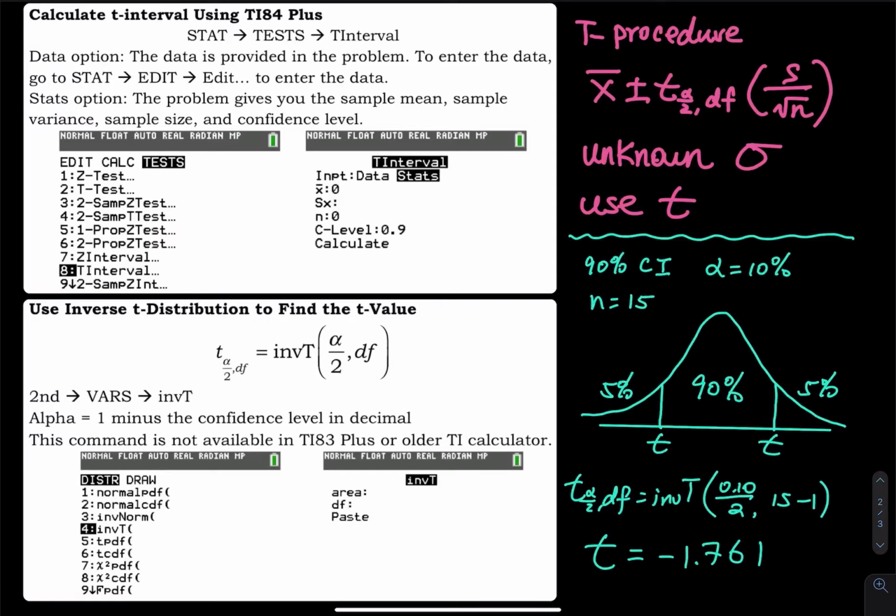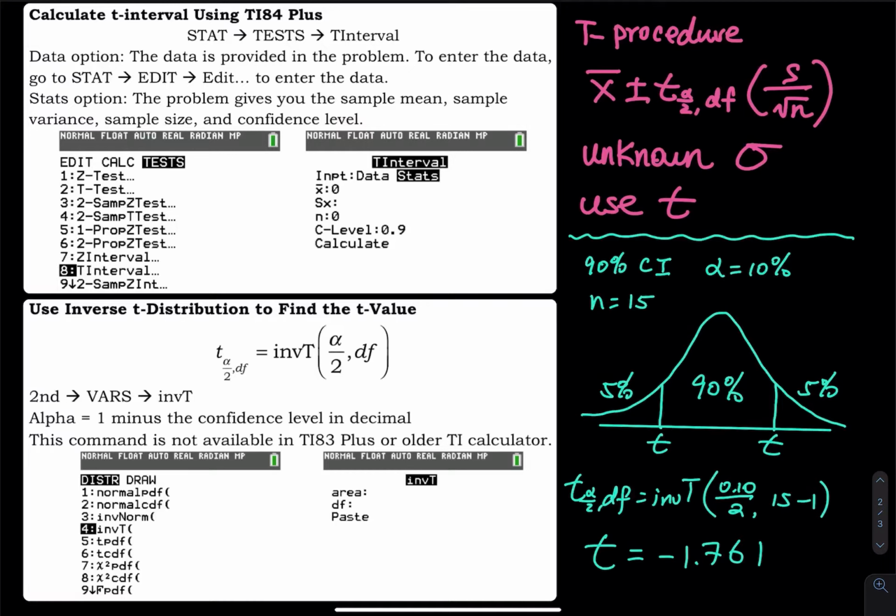What about the Data option? You use the Data option when the problem gives you a set of data. Then you have to go to STAT, then Edit, and input the data first. For the Data option, they will ask you for the data and then the confidence level.